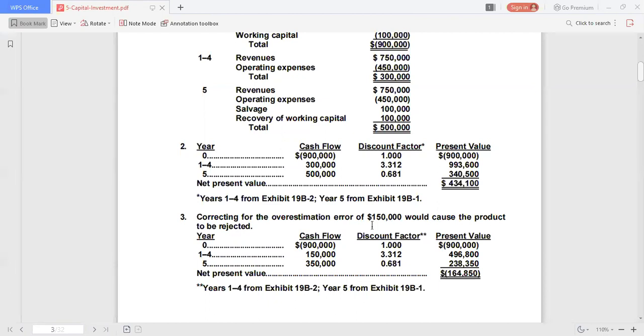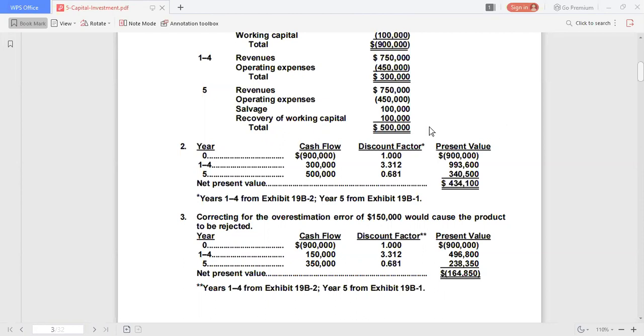So, repeat: expected annual revenue 750,000 minus the annual cash operating expense 450,000 gives a difference of 300,000, minus the overestimation of 150,000. So we have an inflow remainder of 150,000 for years 1 to 4. And we still use the present value of 1 in arrears factor of 3.312, so the present value is 496,800.